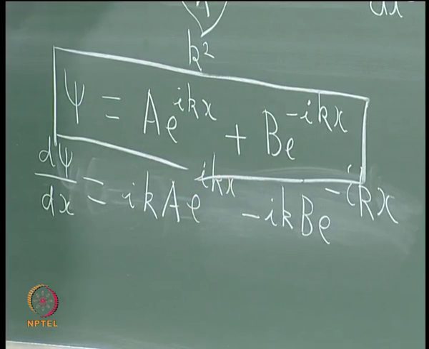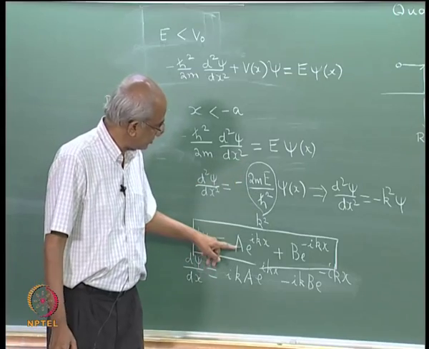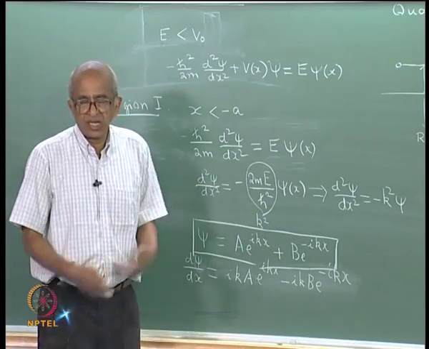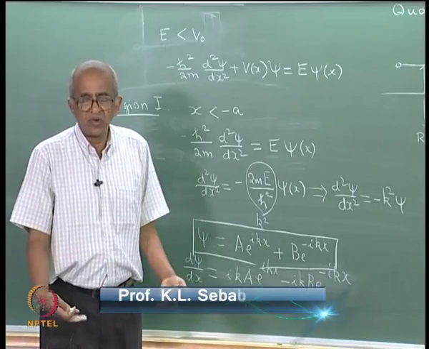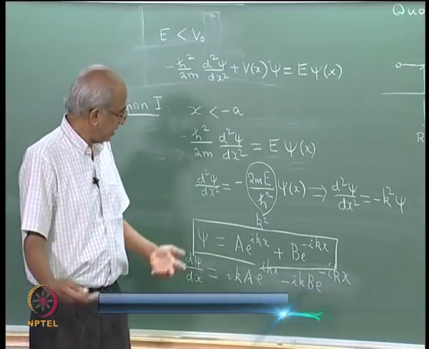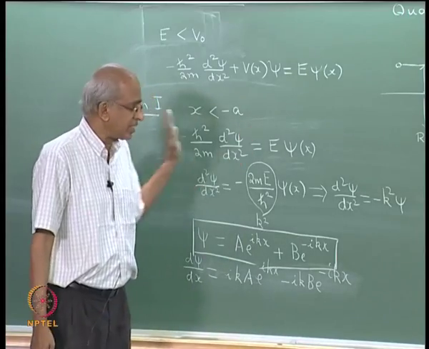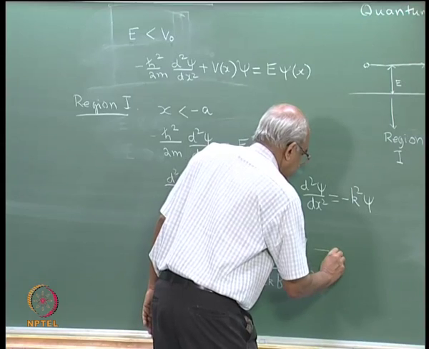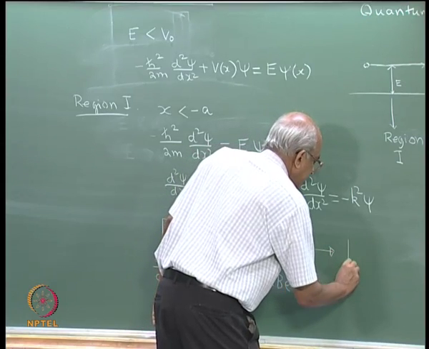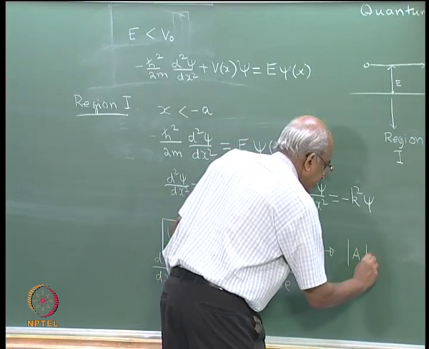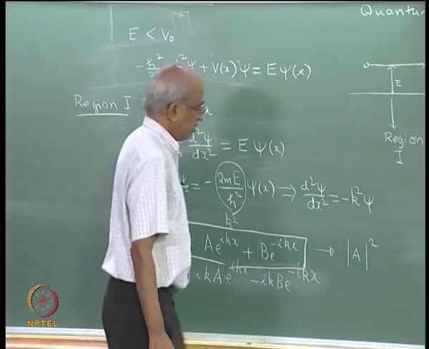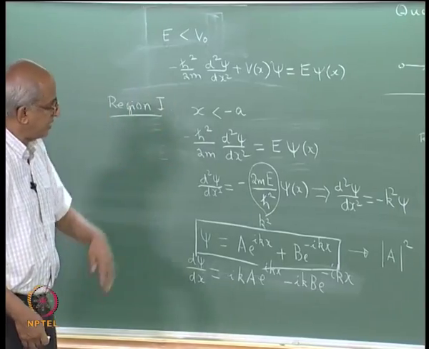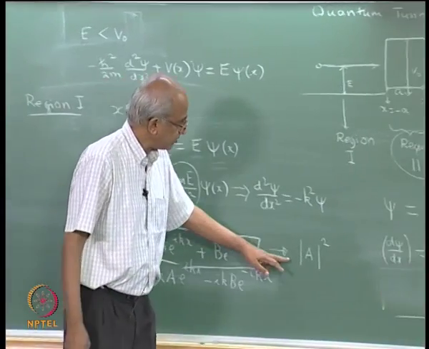So, the number of particles which is incident on the barrier is actually determined by this a. In fact, as you know, psi square is the object that is important in quantum mechanics. So, therefore, the number of particles that are incident on the barrier from the left hand side is essentially determined by the magnitude of a square. It will be proportional to the magnitude of a square.